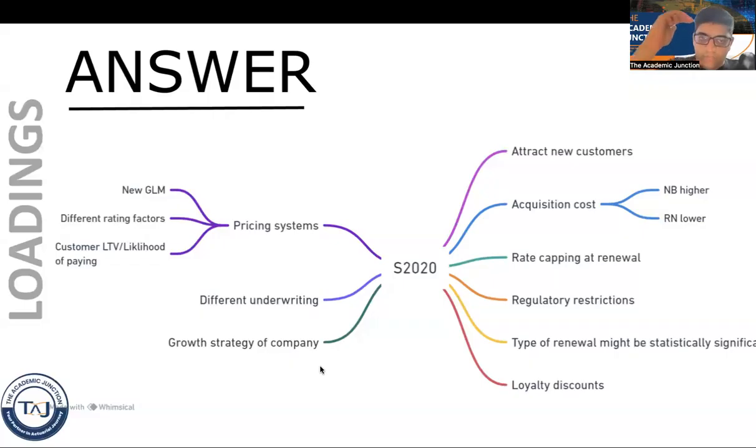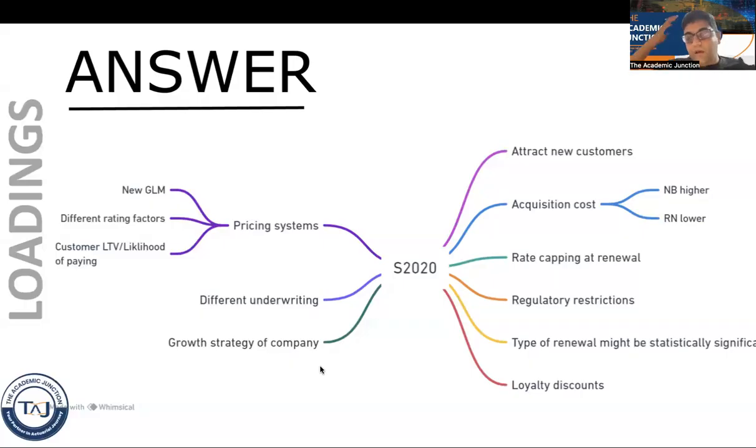One more important point over here, which you guys missed completely, was pricing systems, right? So you have to talk about how pricing systems could be different and could lead to different rates for new business and renewal. For example, there could be a new GLM model. There could be different rating factors for new and renewal business. Someone touched on it, but didn't go into detail, which was customer lifetime value and likelihood of customers paying might be different for new business and renewals, right?